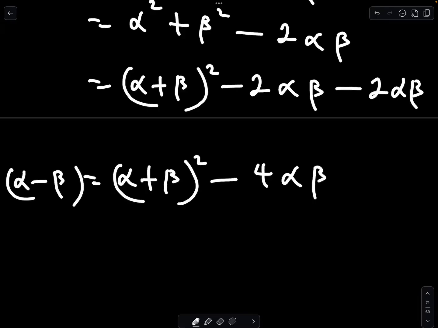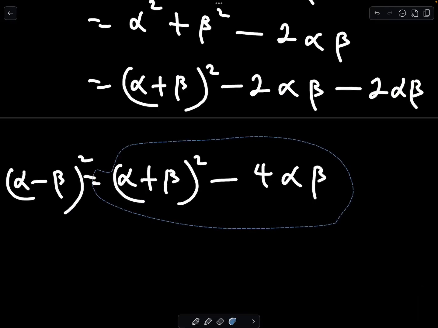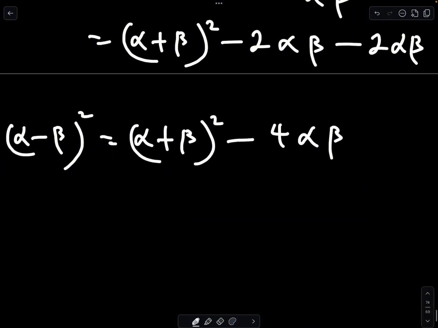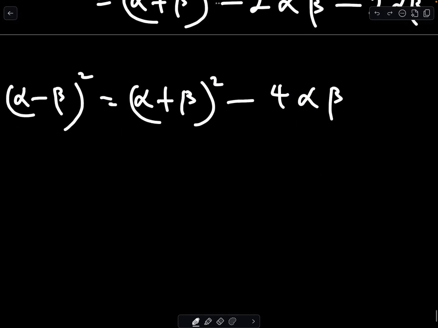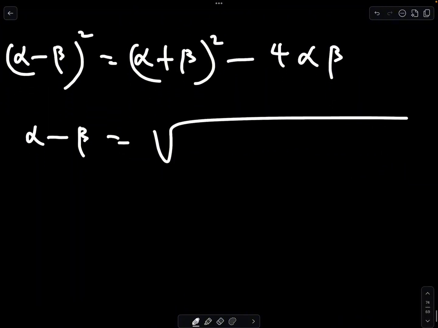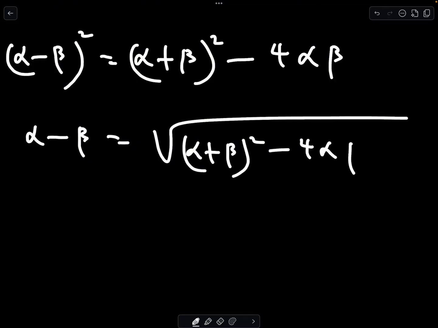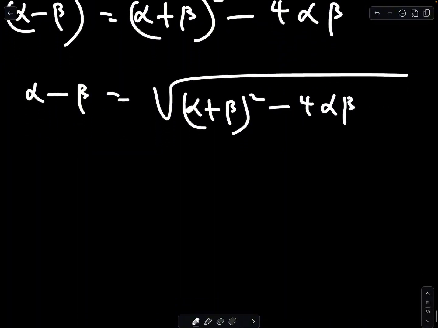So that simply means alpha minus beta all square is equal to alpha plus beta all square minus 4 alpha beta, which therefore means alpha minus beta itself will be equal to the square root of alpha plus beta all square minus 4 alpha beta. It looks a bit tricky, but you'll be able to remember it if you can just derive it yourself. You really don't need to memorize it.